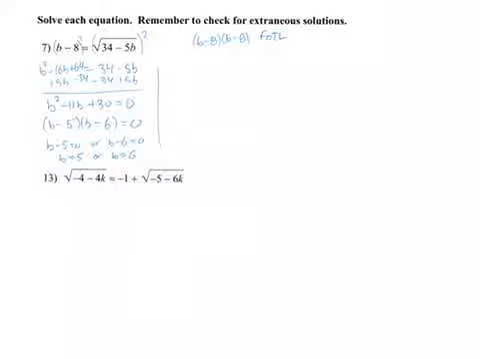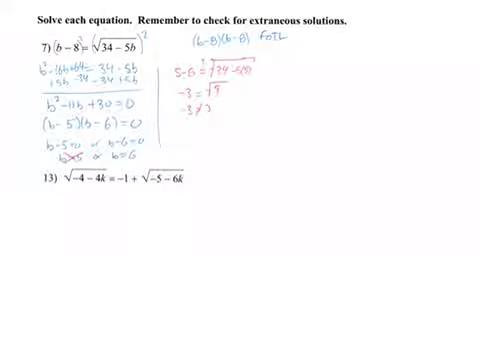So let's check those. Is 5 minus 8 equal to the square root of 34 minus 5 times 5? So is negative 3 equal to 34 minus 25, so equal to the square root of 9. Well, is negative 3 equal to 3? No, those don't equal, so this one is not a solution.